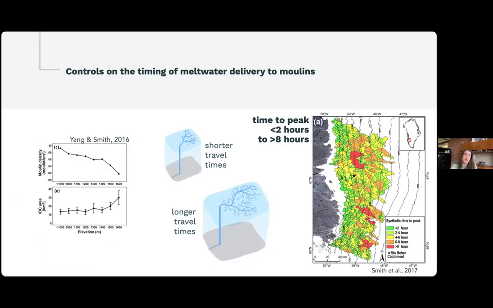Ken Yang and Larry Smith's past work shows that moulin density decreases the further in elevation you get on the ice sheet, or the further inland you get. So if you have a lower moulin density, you have fewer moulins draining a larger area. Your catchments get bigger, and you should have longer lag times between the timing of peak melting and peak meltwater delivery to those moulins.